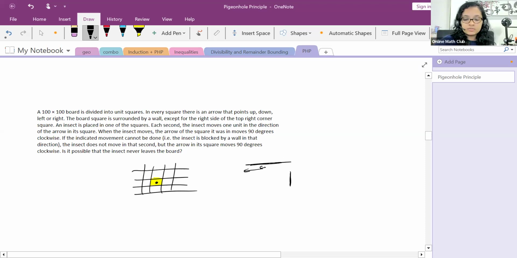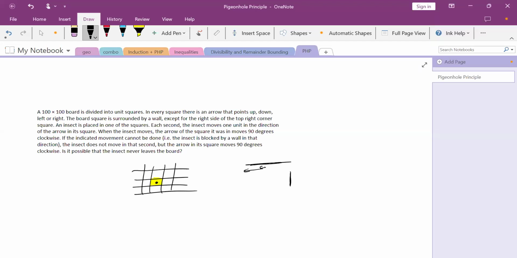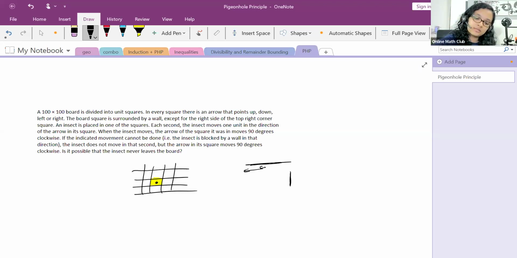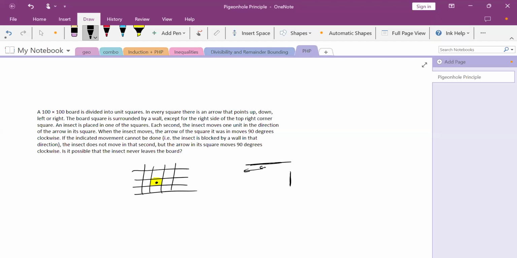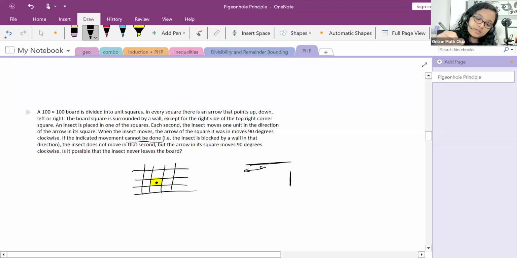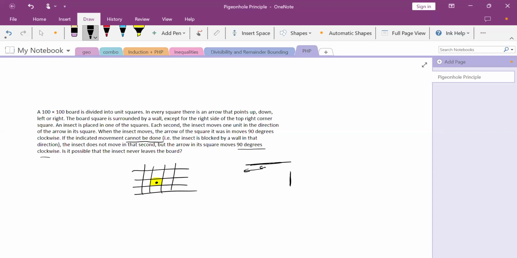So what we're doing is we're assuming he can't. That means that he stays in the board forever. So he is in the squares infinitely many times. So he must be in some square infinitely many times for sure. Does that make sense? If the insect is in a corner position, then even if the arrow moves clockwise, it'll be against a wall. So the arrow moves again. If the movement can't be done, then the arrow moves 90 degrees clockwise. And if the movement still can't be done, the arrow moves again. Oh, okay.